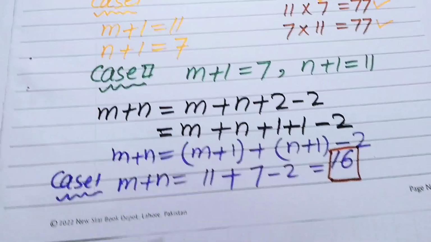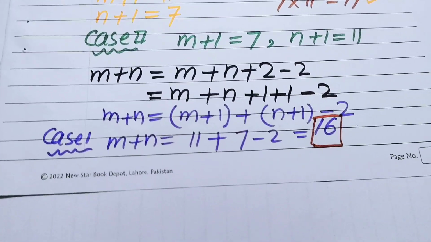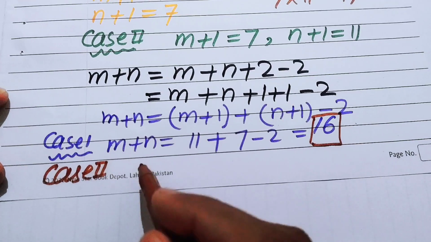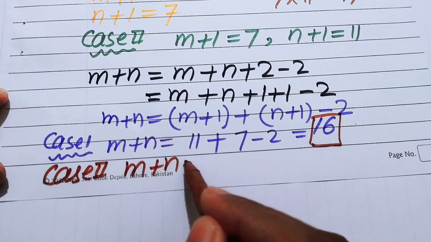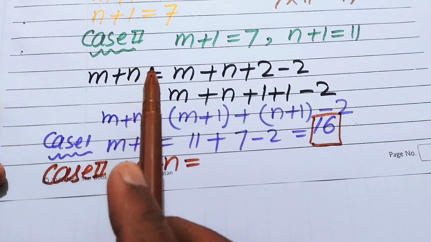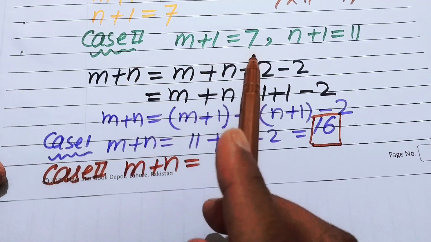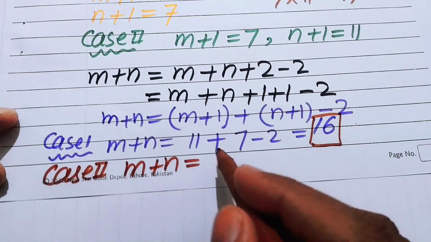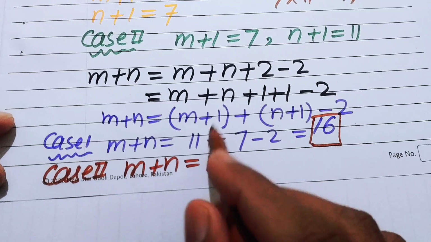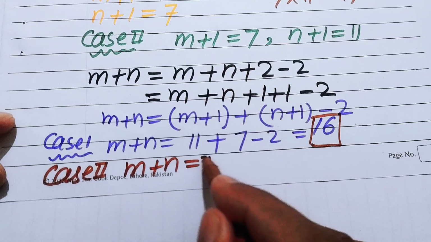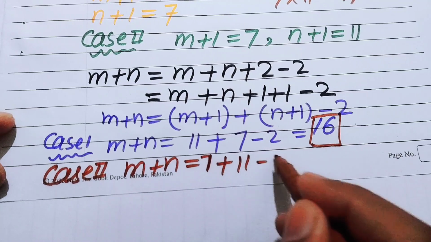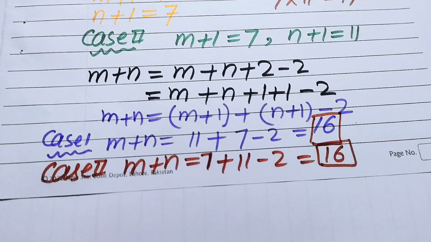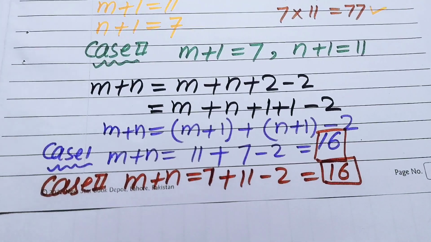And now we check the value of m plus n in the second case. In case number 2, we have m plus n equals, the value of m plus 1 is 7 and n plus 1 is 11. We put these two values here and you get 7 plus 11 minus 2, so it is again equal to 16. So in both cases we get the same answer, and this is the final answer.